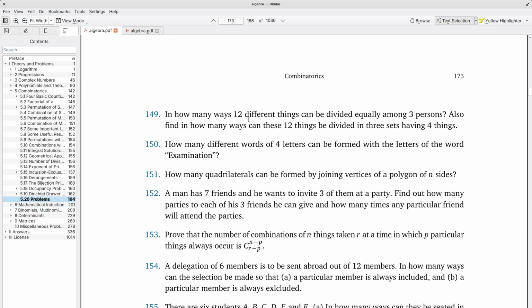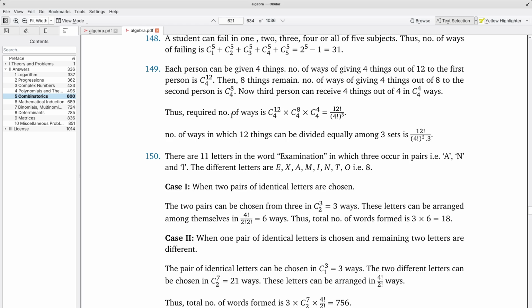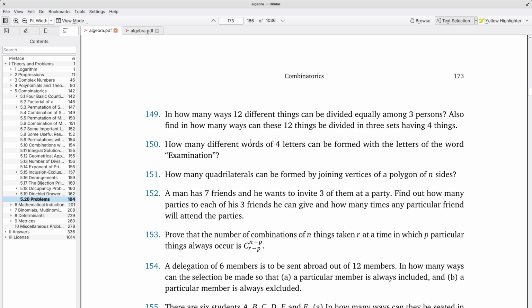So now we come to 149. Each person can be given 4 things. Number of ways of giving 4 things out of 12 to the first person is 12C4. For the second person, it would be 8C4, and for the third person, it would be 4C4. So the total number of required ways is 12 factorial over 4 factorial cubed. The number of ways in which 12 things can be divided equally into 3 sets is 12 factorial by 4 factorial cubed multiplied by 3 factorial, directly from the formula.